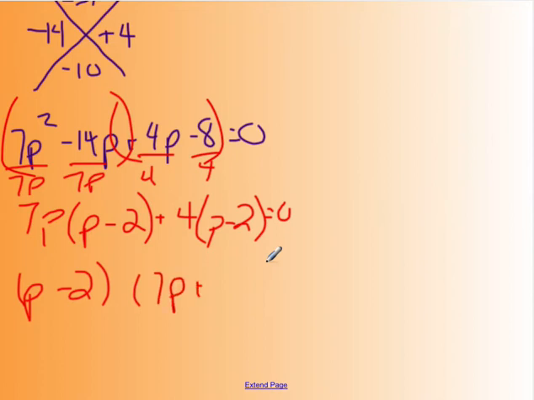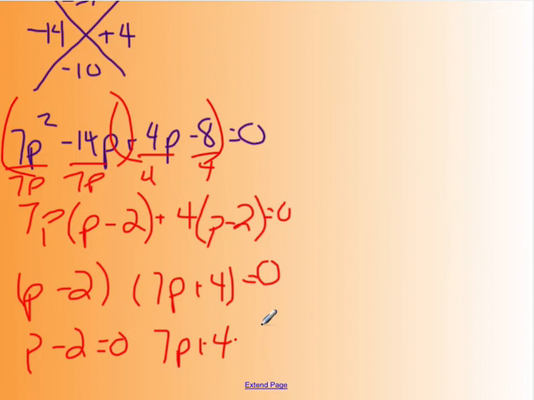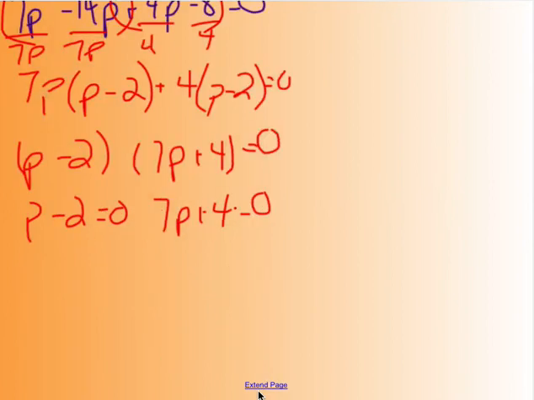Okay, so at this point we need to set each of these factors equal to 0. So p minus 2 is equal to 0 and 7p plus 4 is equal to 0. Once we've got it set up like this, it's just going to be solved like a normal equation. For this one, add 2 to both sides and you get that p is equal to 2. For this next one, subtract 4 from both sides.